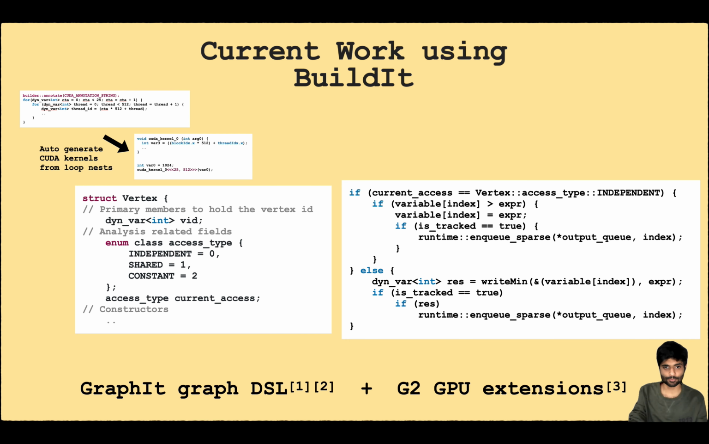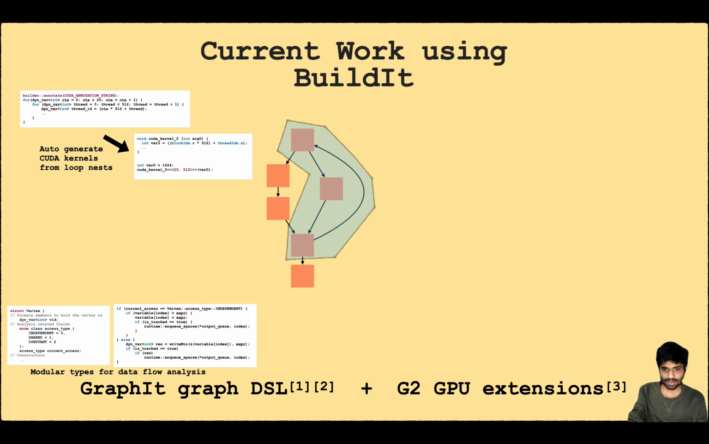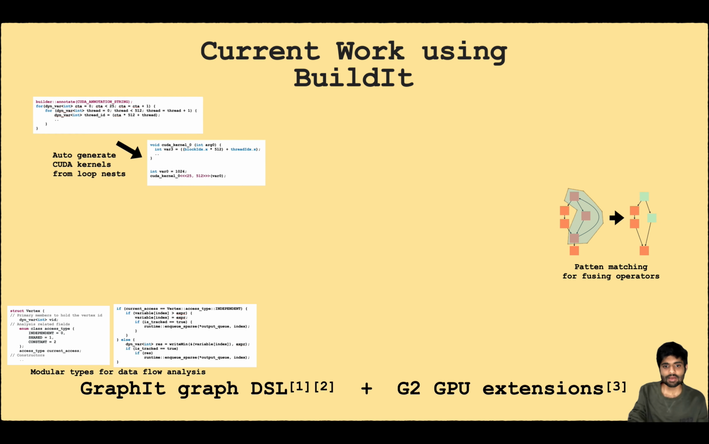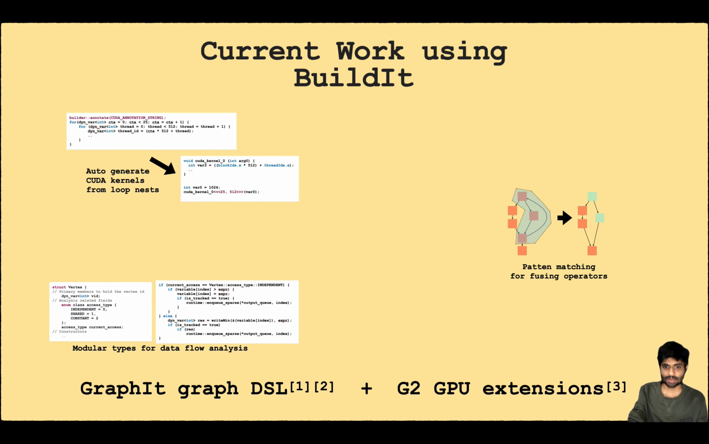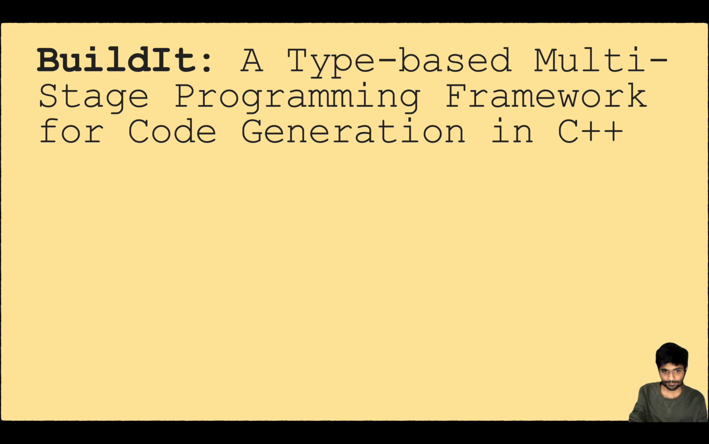We also added support for modular types where the developer can stack capabilities like Lego blocks to perform analysis like data flow and dependence analysis for more specialized code generation. Finally, we added support for pattern matching where certain nodes in the generated code can be fused into specialized implementations as required. With all these techniques combined, we plan to support generating all the 576 variants with far fewer lines of code than the GraphIt compiler. With this, I would like to conclude my talk.